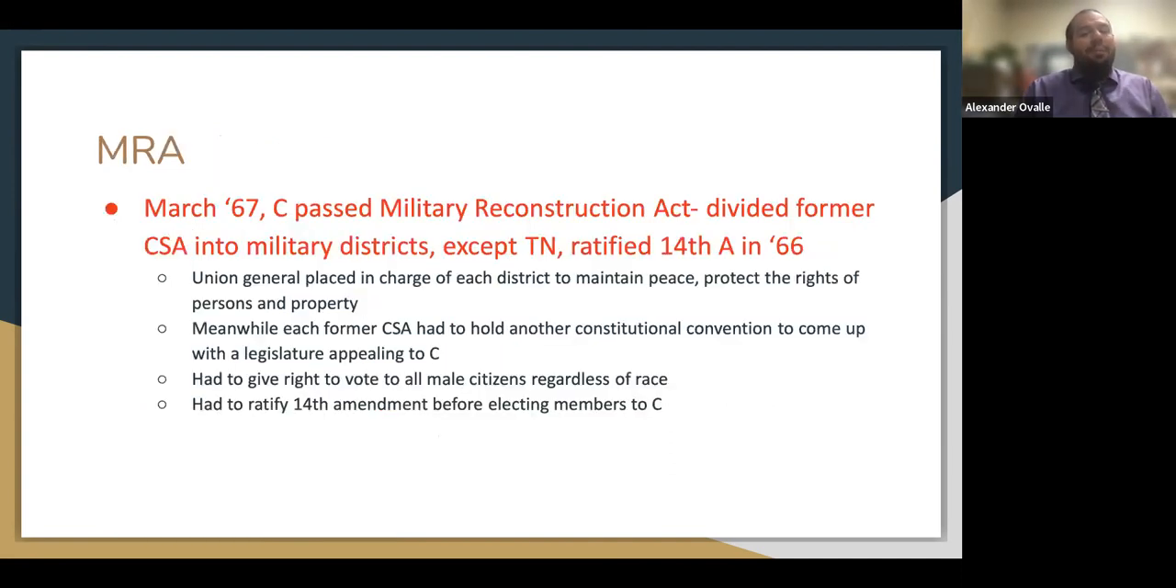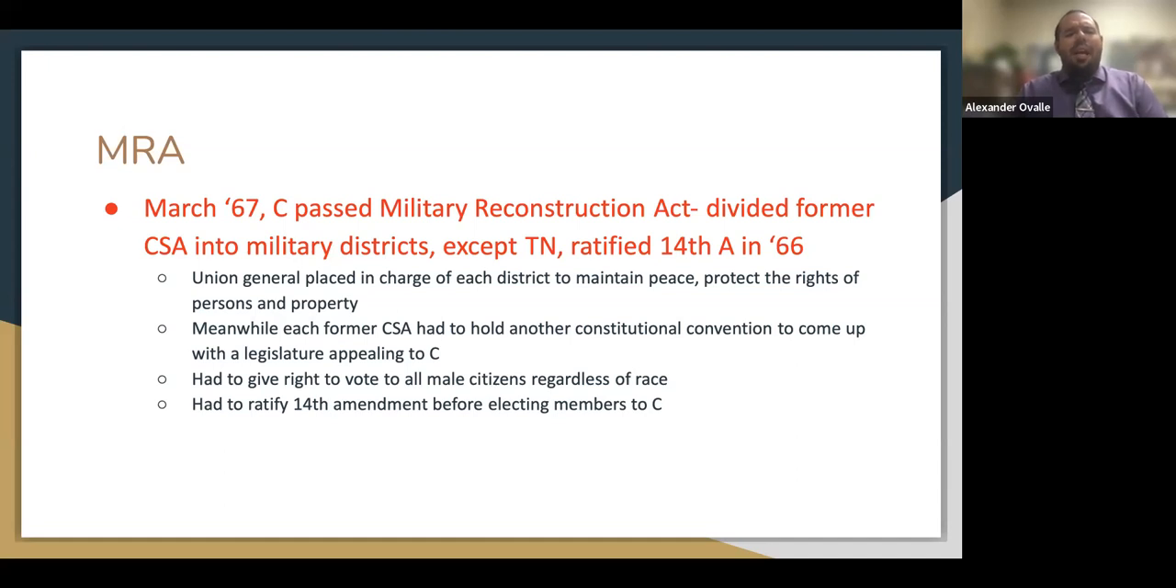And that's what happens. So in March 1867, Congress passed the Military Reconstruction Act, MRA. It will divide the former Confederate States of America into military districts, except Tennessee, and they will ratify the 14th Amendment in 1866. I think that year is off.